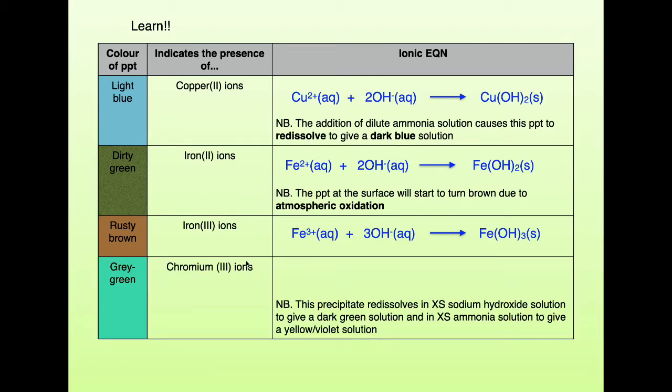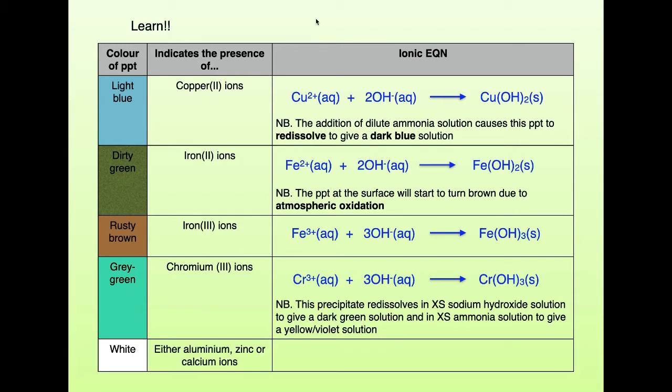If you get a grey-green precipitate, then you had chromium 3 ions present. There's the ionic equation. Chromium 3 hydroxide is a grey-green precipitate. And this is an important note. The precipitate redissolves in excess sodium hydroxide solution to give a dark green solution, and it redissolves in excess ammonia solution to give a yellow or violet solution.